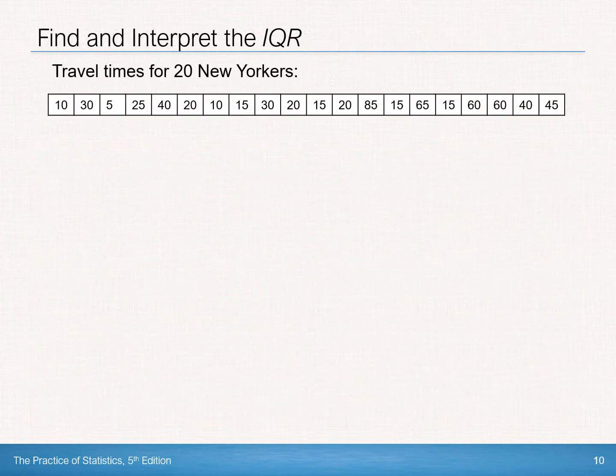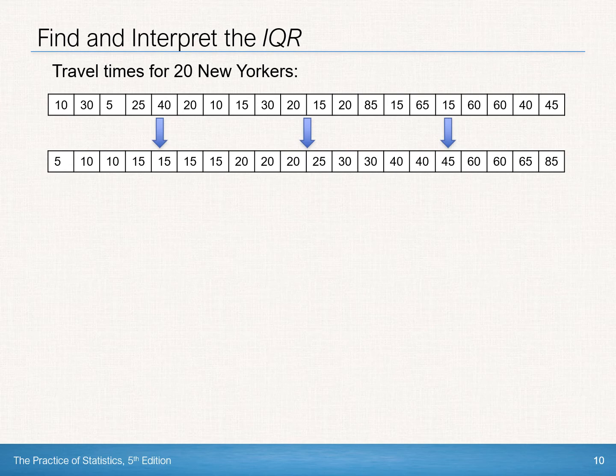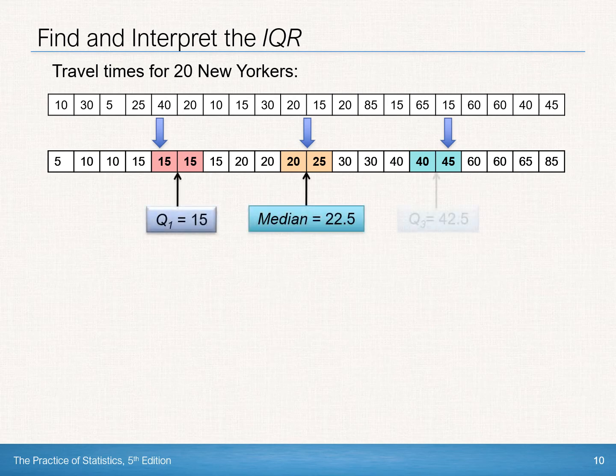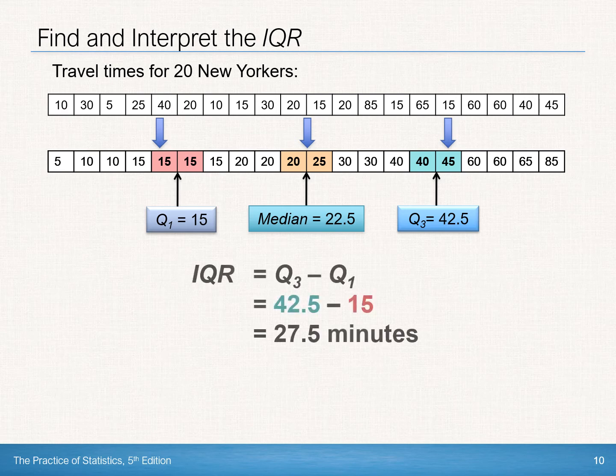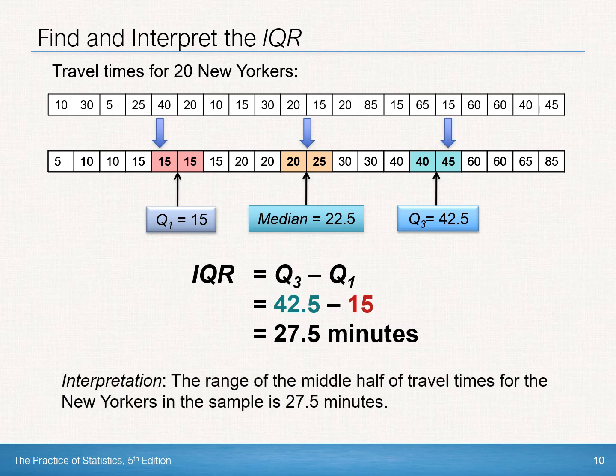So let's try this for our example. Order it from least to greatest. I've got to average some values because of the even number. So the median, as seen before, was 22.5. Q1 would be 15. Q3 would be 42.5. So the IQR is 27.5 minutes. So that means the middle 50% or the middle half of travel times is 27.5 minutes.